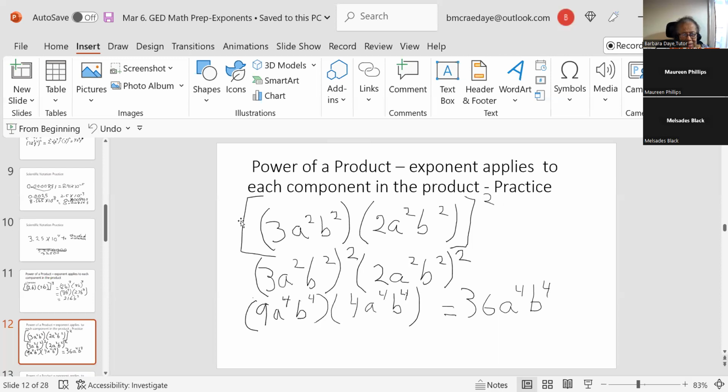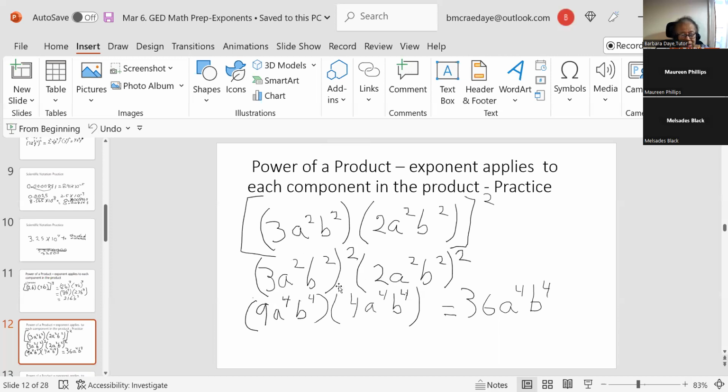That power applies to everything within the brackets. So when you bring it here as parentheses, you've got to apply that 2 to every component of the product. The product is made up of this expression times this expression. 3a to the second, b to the second, raised to the second, times 2a to the second, b to the second, raised to the second. All right. So then you just apply the power to the coefficients and to the variables.